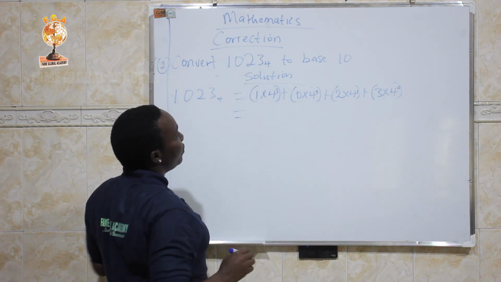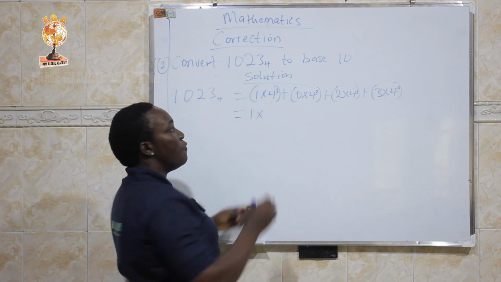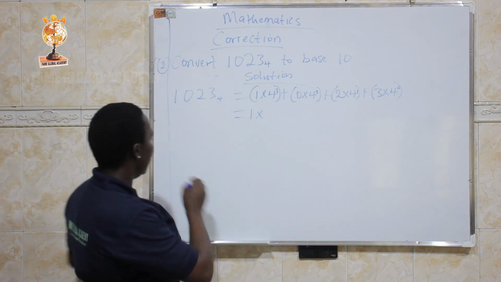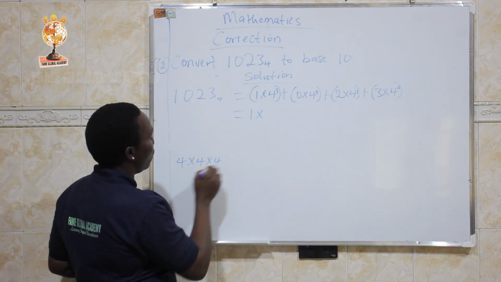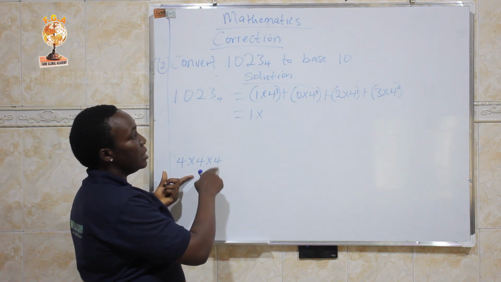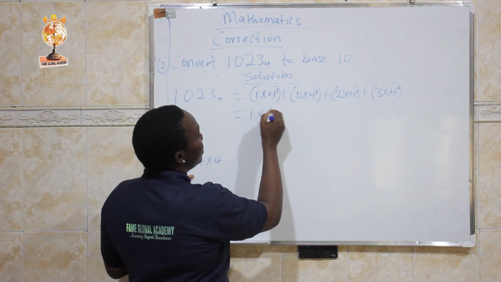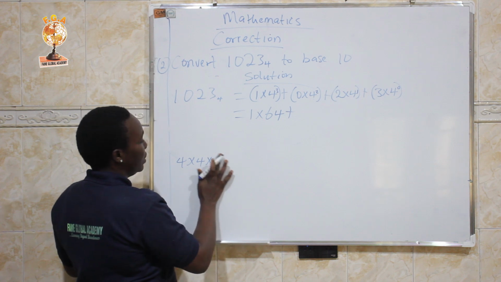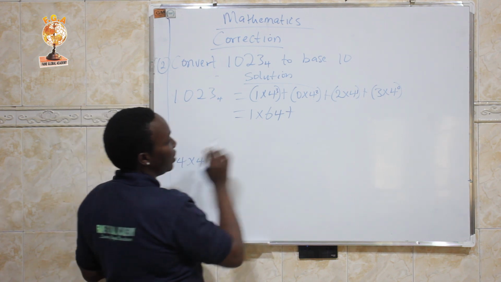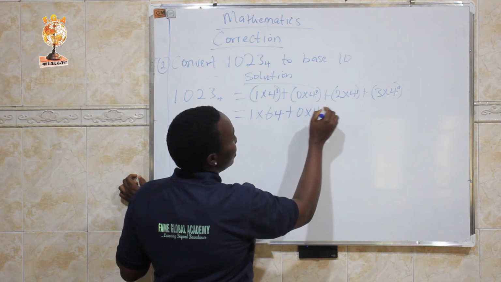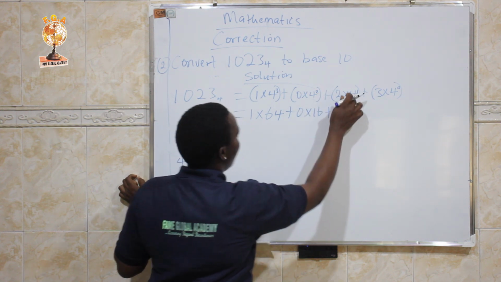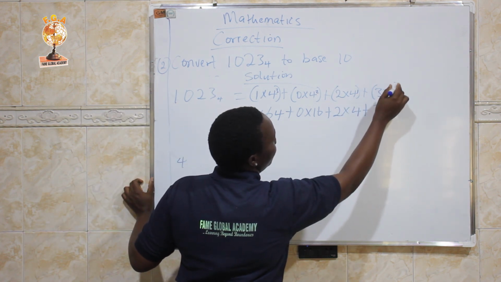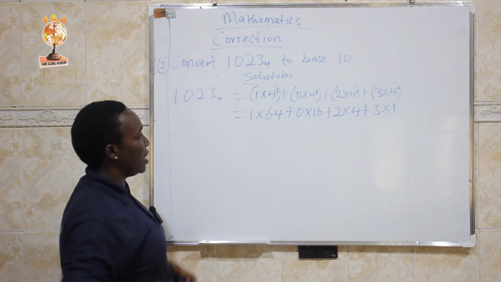So this is 1 times 4 raised to the power of 3, which means 4 times 4 times 4. 4 times 4 is 16, 16 times 4 is 64. So we have 64 here, plus 0 times 4 raised to the power of 2, which is 4 times 4, that will give us 16. So we have 0 times 16, plus 2 times 4 raised to the power of 1, that's just 4, plus 3 times 4 raised to the power of 0 is 1. Okay, so let's continue.